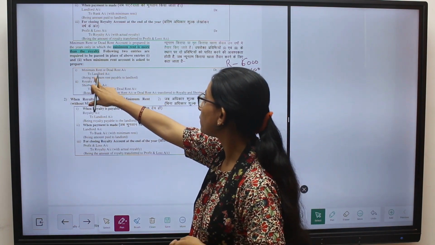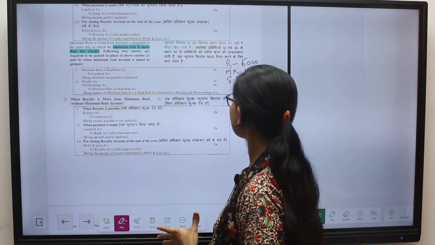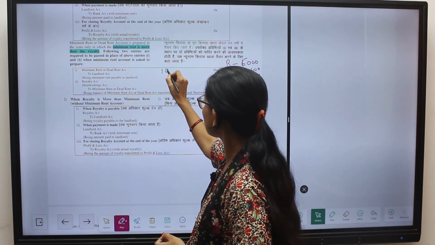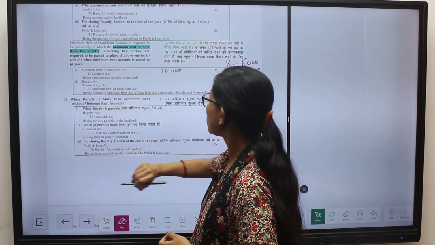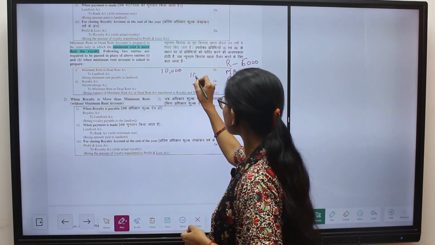So first entry will be, we'll recognize the minimum rent with how much amount? 10,000 amount. So minimum rent account debit with 10,000 rupees to landlord account 10,000 rupees.